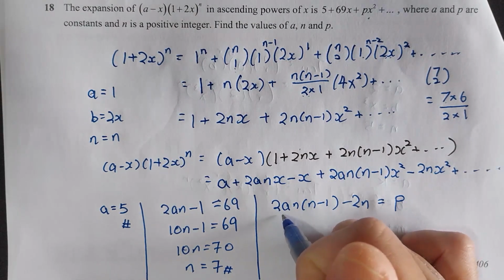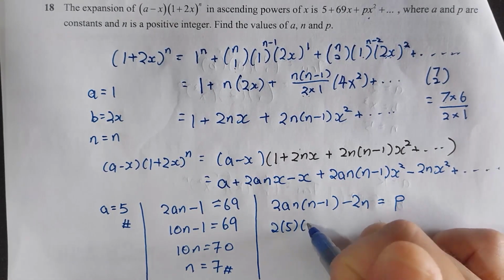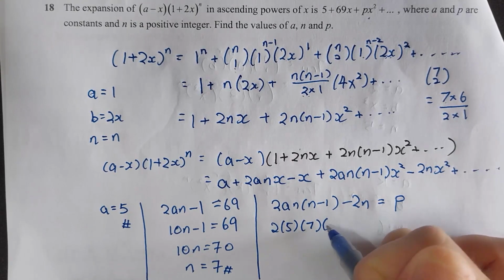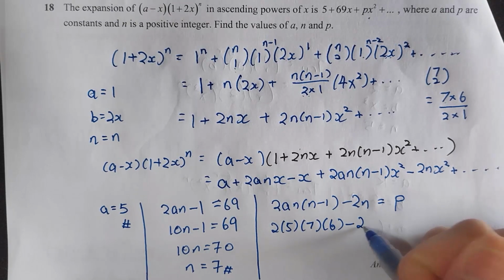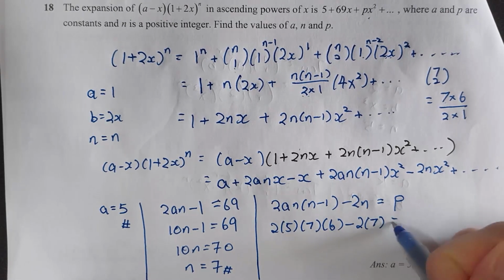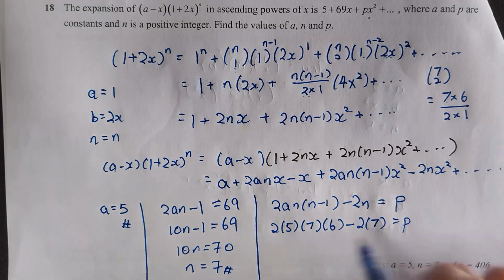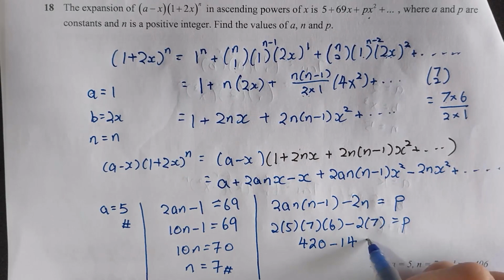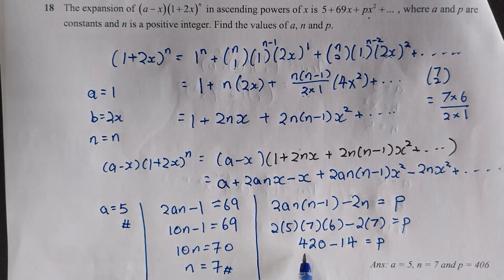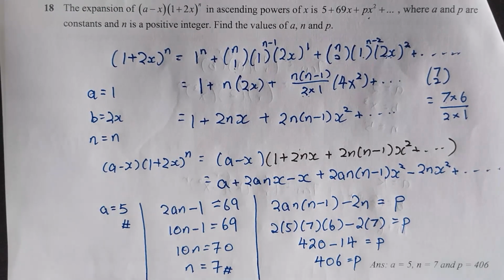So 2 multiplied by 5, so this is 10, okay? Later we'll multiply by 7, we'll multiply by 7 minus 1, which is 6, minus away 14 here because it's 2 times 7. We will get p. So work this out. 10 multiplied by 42 will be 420. Minus away 14, that will give us p. And 420 minus 14 is 406.